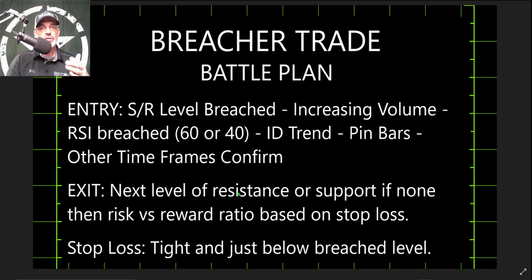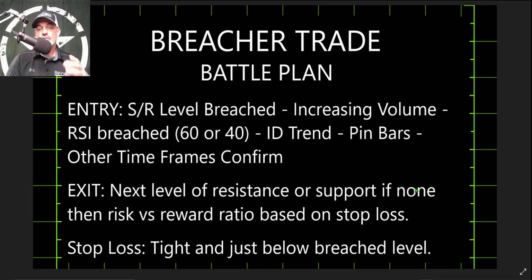And before I ever enter a trade, I need to know my profit target and my stop loss target before I enter, not after I'm in the trade. And so my exit strategy is typically on the breacher trade, the next level of resistance or support if I'm going short. If none, then... That's the if this, then that type theory, and that's how your battle plans should actually work out.